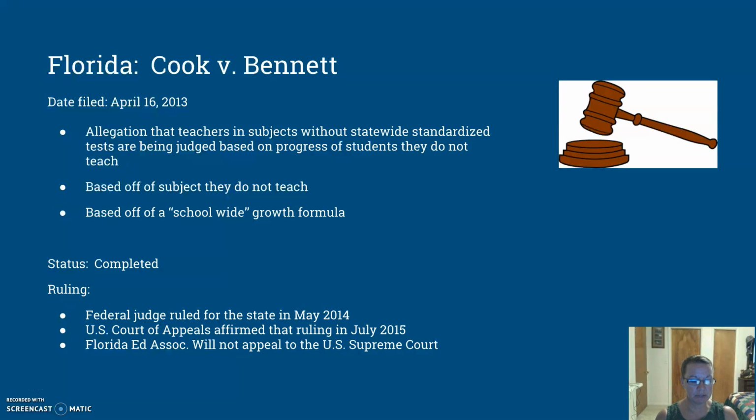This court case is completed. The federal judge ruled in May of 2014 for the state. It was appealed to the U.S. court, and in July of 2015, the U.S. court upheld the previous federal judge's ruling. So Florida's educational association did not appeal to the U.S. Supreme Court. Because the state and the district defendants could have rationally believed that the challenged evaluation policies would improve students' academic achievement, the judge felt the district court's entry of summary judgment in the defendants' favor needed to stand.